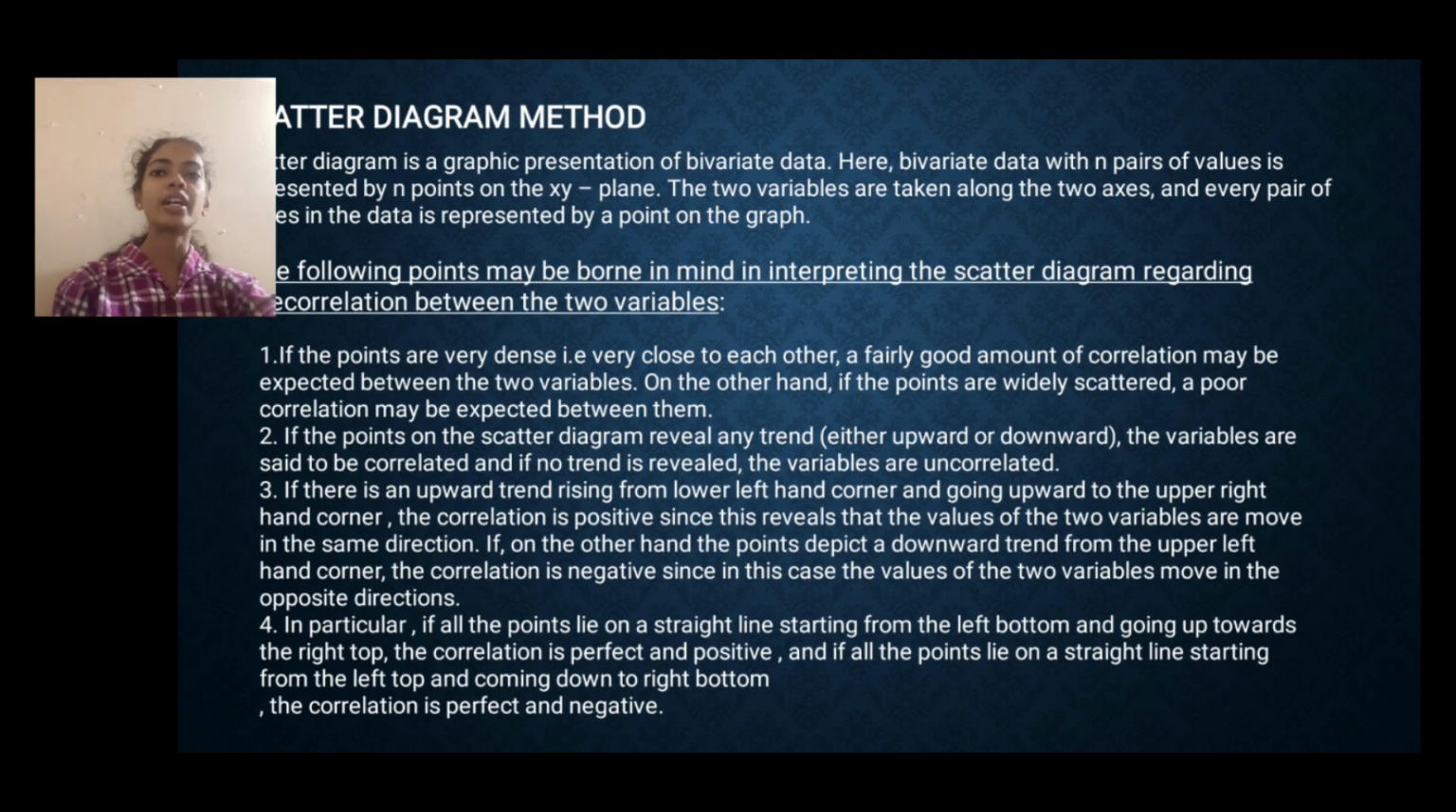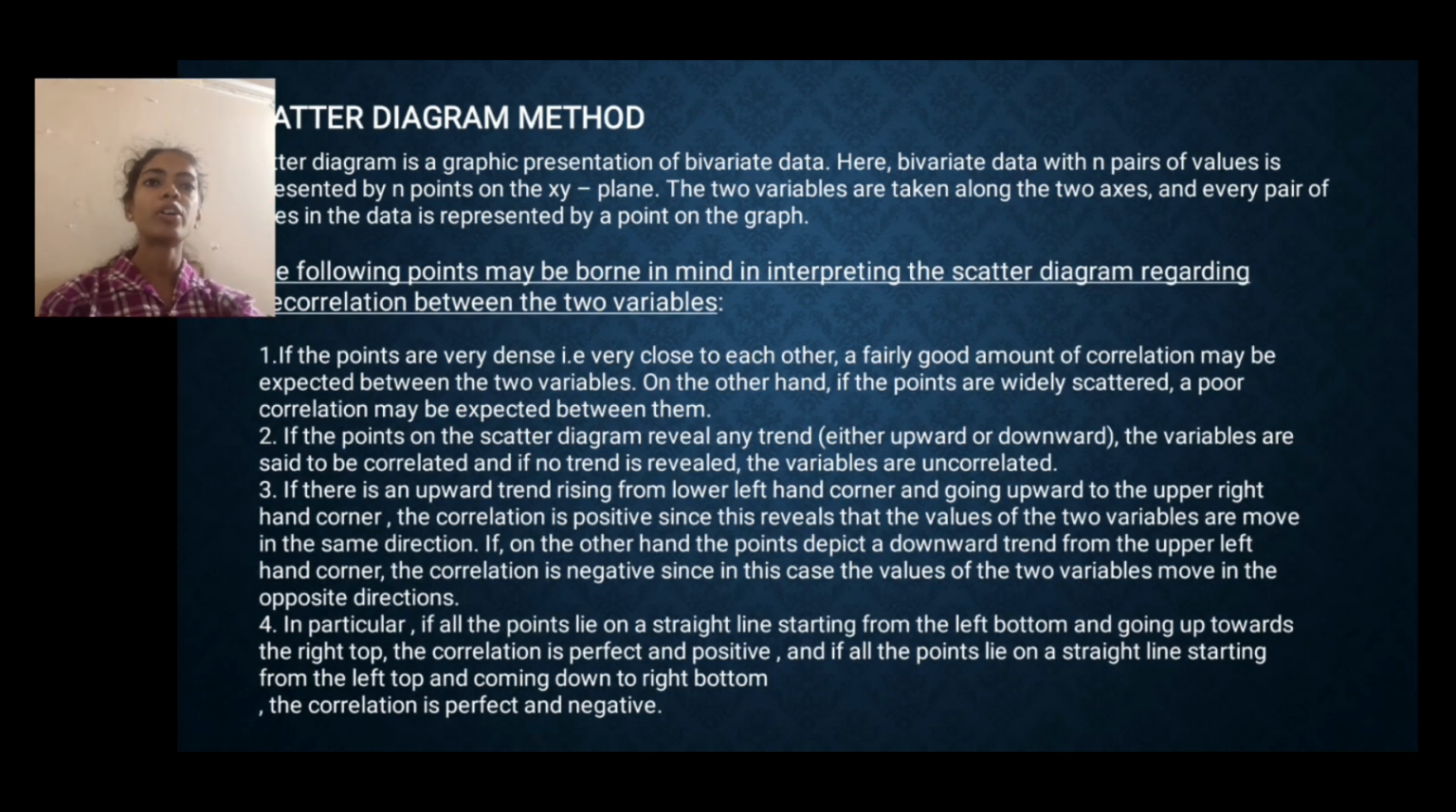In the scatter diagram, if the points form a line with positive slope, the variables are positively and perfectly correlated. If the points form a line with negative slope, the variables are negatively and perfectly correlated. If the points cluster around a line with positive slope, the variables are positively correlated. If the points cluster around a line with negative slope, the variables are negatively correlated. If the points are spread all over the graph, the variables are non-correlated.